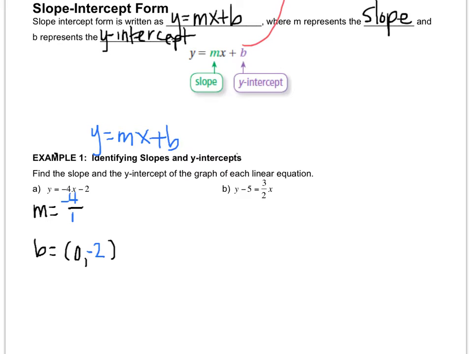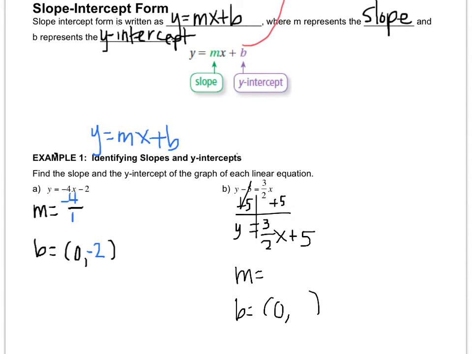In letter B, it doesn't say y equals. It says y minus 5 equals. So in order to do this, we have to drop a line and bring that 5 over, just like we did in chapter 1. Now, hopefully, you're not going to combine them because you can't combine a variable with a number, so you just write it as 3 over 2x plus 5. Now that we have it in that form, we can say what m equals, we can say what b equals.